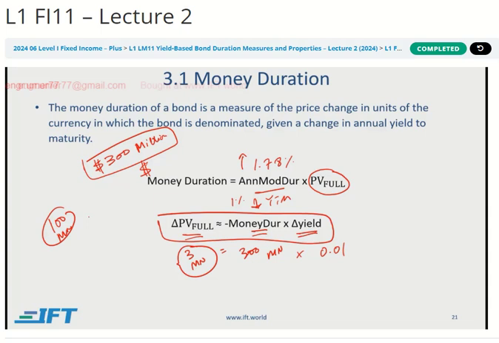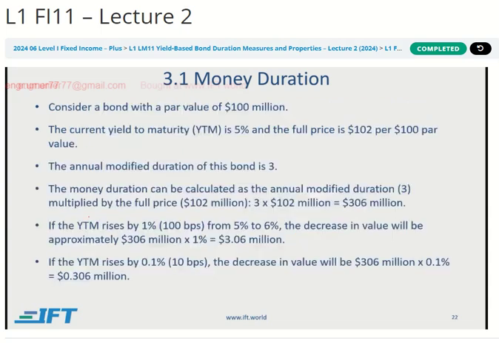So that is what you have to understand. Let's say there is a bond worth 100 million and it's trading at 102 of the 100 par, which means number one, you need to calculate what's the value of this bond right now. Clearly it is going to be 102 million because it's a 100 million bond trading at 102. And if the annual mod D is 3, then to get the money duration, we will multiply the price with the mod D, and that gives you the money duration.